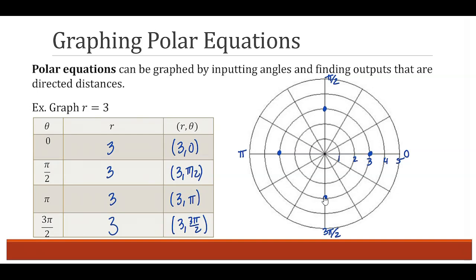So hopefully we can see that this is going to form a circle. So if I connect the points here, I have just a circle with radius 3. And again, that should make sense because I'm always a directed distance of 3 away from the pole.